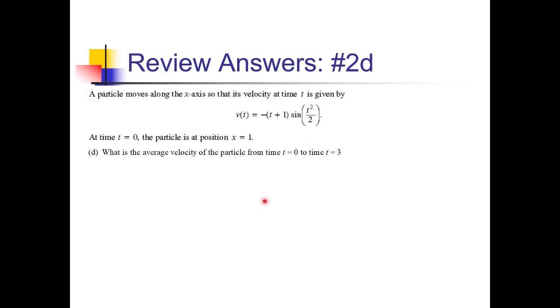For part D, to get average velocity from time 0 to 3, we just need to use our average value formula. So that'll be 1 over b minus a, in this case 1 over 3 minus 0. And then we need the integral from 0 to 3. And what are we going to put in there? Well, whatever we're trying to average. In this case, that is the velocity function. So v of t dt.